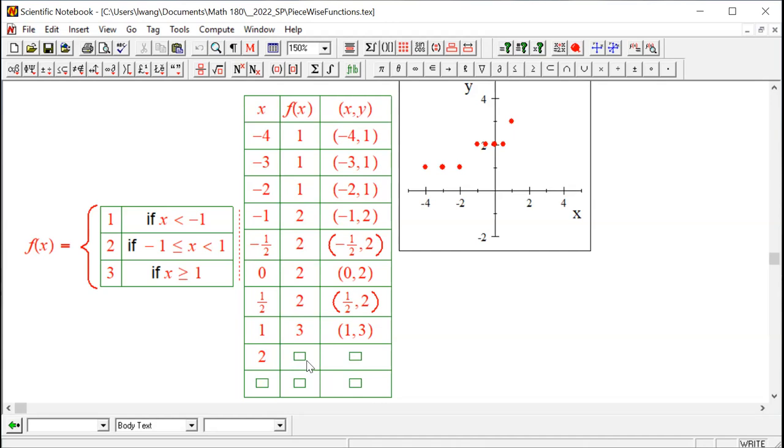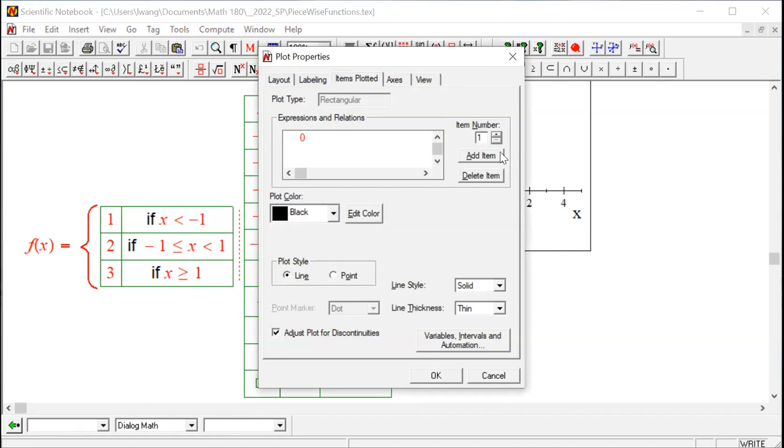Okay, now if we keep going, we can do 2. If x equals 2, the input is larger than 1. So therefore, the output is going to be 3. You can see a piecewise function really is giving rules of function on different intervals. Okay, so this point is 2, 3. When input is 2, output is 3. So now I'm going to put that point on the graph.